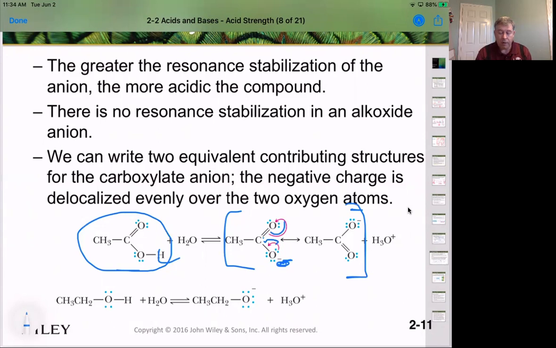If we try to draw a resonance structure on this alcohol structure, when we look at our Lewis dot structure, there's nowhere for these electrons to go. If the electrons went in here, we'd have to break a bond over here. That doesn't follow resonance rules, and therefore that anion has to stay there, making it less acidic because it cannot disperse that charge.